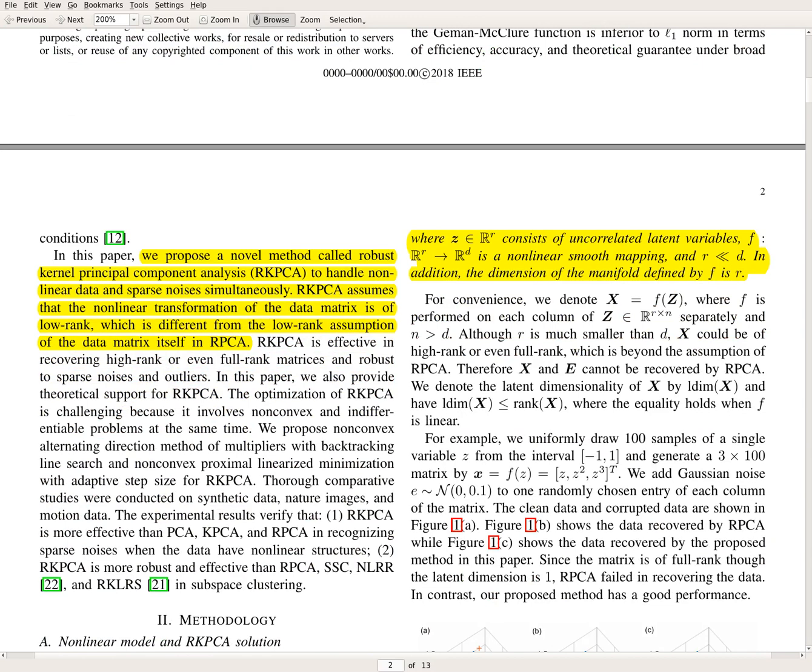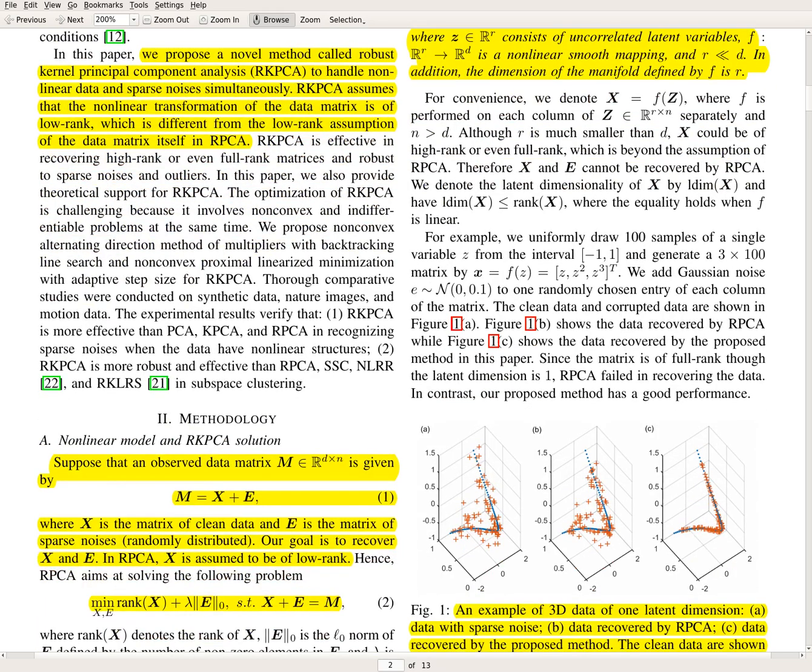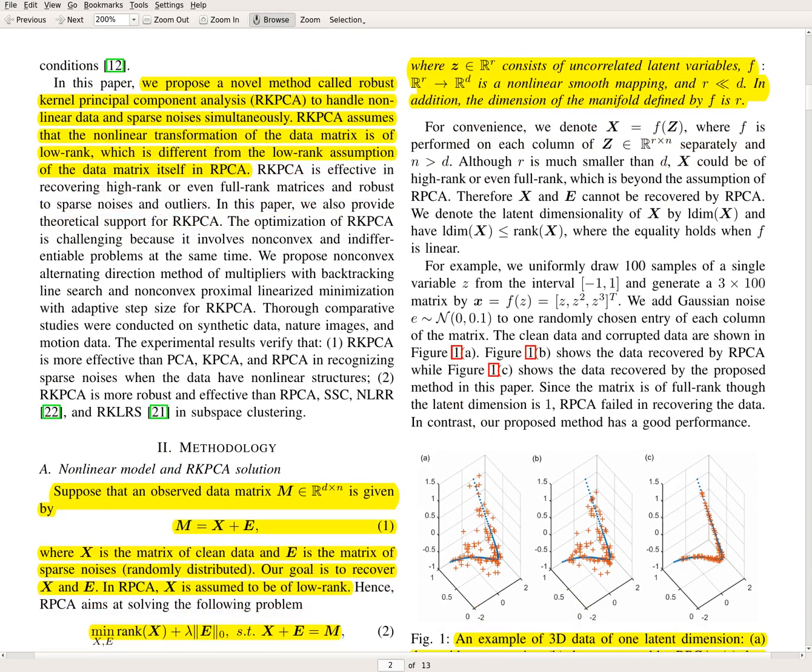This RKPCA assumes that the nonlinear transformation of the data matrix is of low rank, which is different from the low rank assumption of the data matrix itself in RPCA. Yes, so they look for a nonlinear transformation such that the resulting data matrix is low rank, and as well they look for this error matrix, which needs to be sufficiently small.